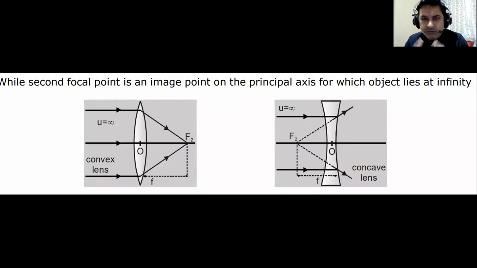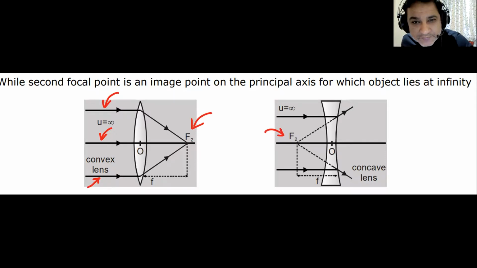If you have understood the first principal focus, you must be able to understand what is the second principal focus. Who will tell me what is the second principal focus? You can see it in the diagrams. For the first principal focus, when you place an object there, the image goes to infinity. For the second principal focus, the object is at infinity. When you have parallel rays coming from infinity, at some point they will converge in case of a converging lens, or they will appear to diverge from a diverging lens.